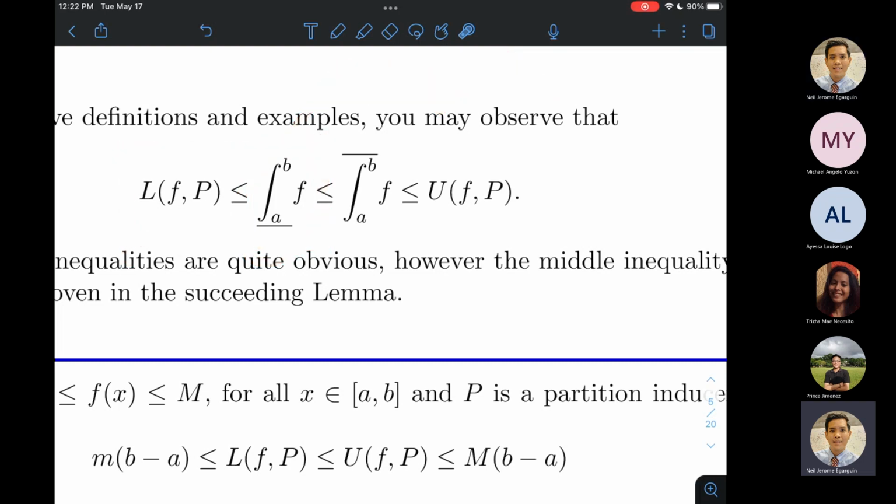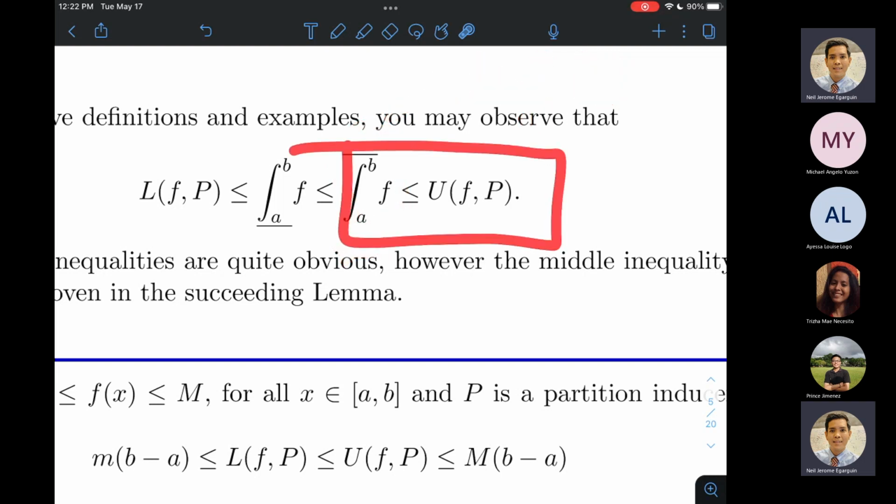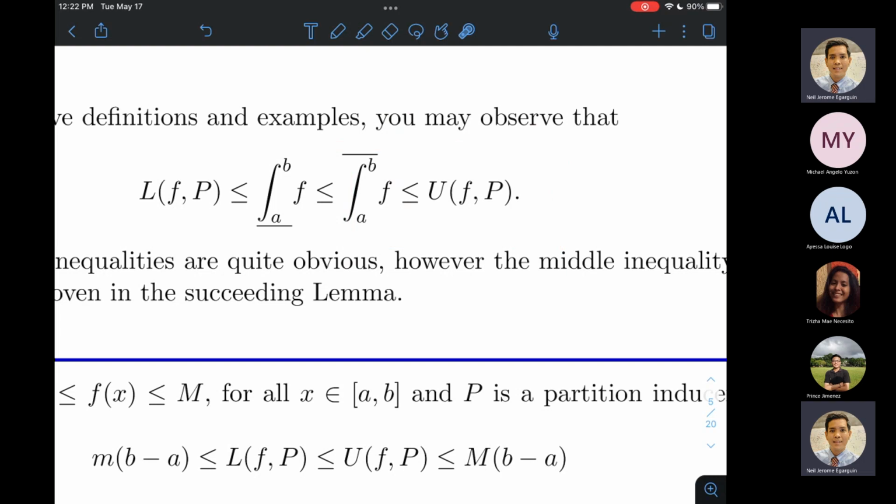All right? Tapos, on the other hand, yung upper Riemann integral naman, siya naman yung infimum ng mga U. Right? So, ibig sabihin, in the first place, the upper Riemann integral is a lower bound of the upper sums. The upper integral is always a lower bound of the upper sums. So therefore, this inequality must be true. Okay? So obvious na siya.